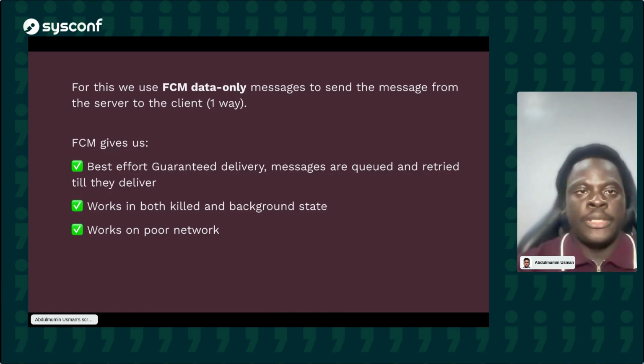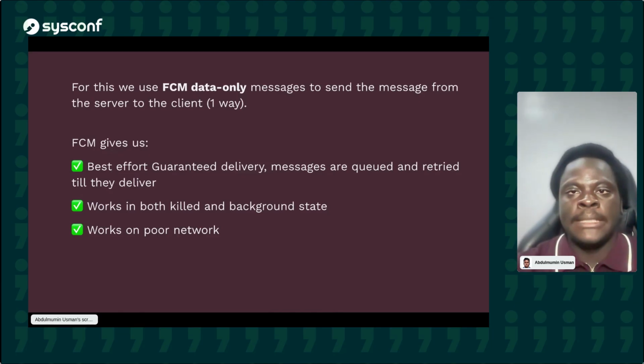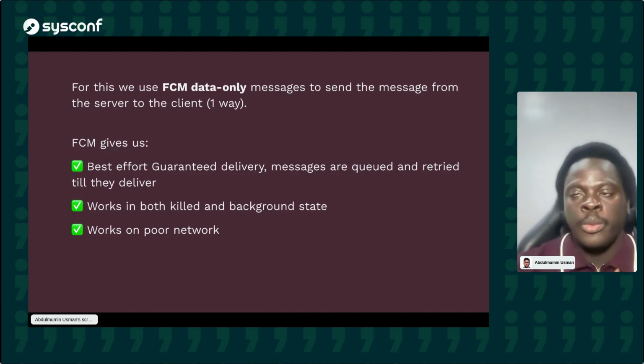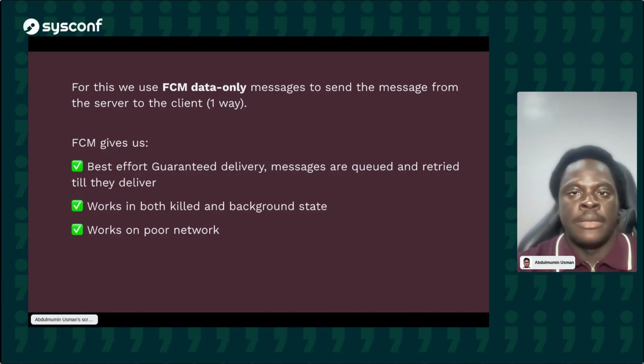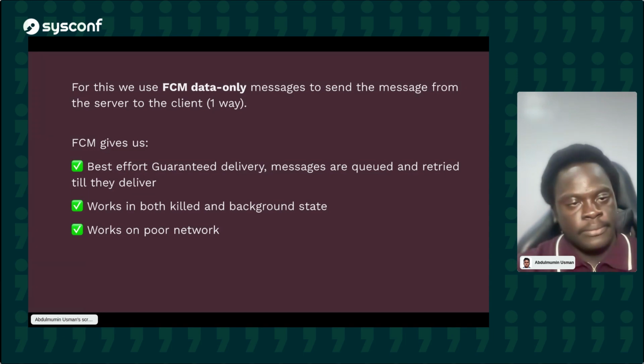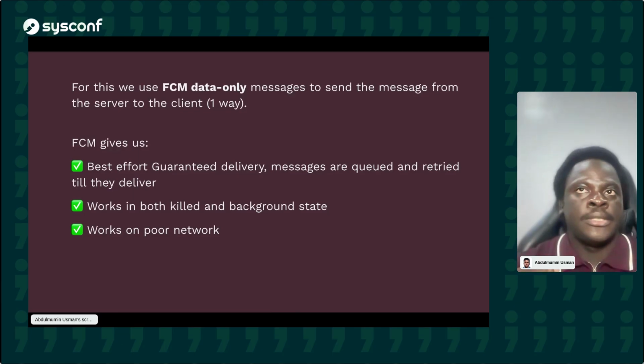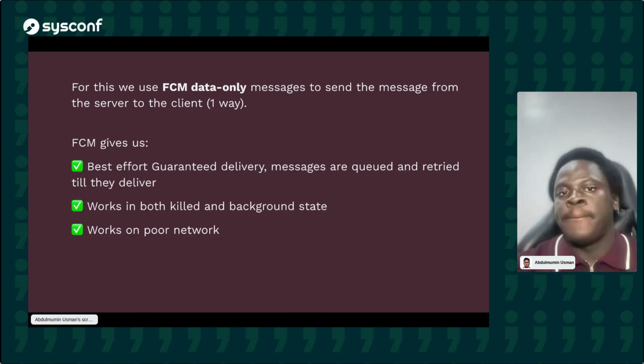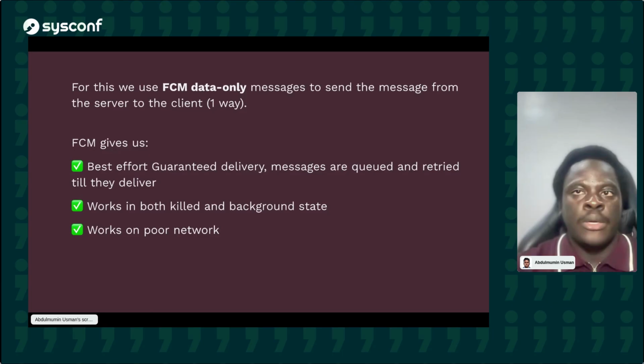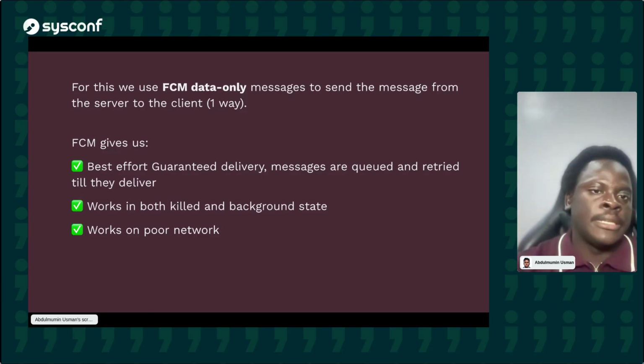For this, we use FCM data-only messages to send the message from the server to the client, like a one-way connection. FCM also gives us best effort delivery. The messages are queued and retried till they deliver. They also work in both queued and background states. So whether you remove your app from the minimized tray, or you are on Twitter, it also delivers.